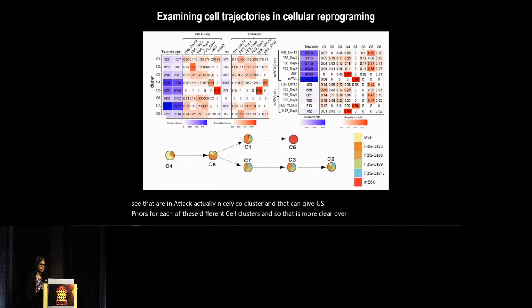And that's more clear over here. This is for a short time course. And we can see, for example, cluster 4 is largely made up of what we call the MEF, the starting point, and then we have cluster 5 and cluster 2. Cluster 5 is what is associated more with the embryonic stem cell state. These are successfully reprogrammed cells, whereas the other endpoint is the cells that actually didn't reprogram. So one question is, how do these different cell clusters differ? And are there genes and GRNs that make them different?